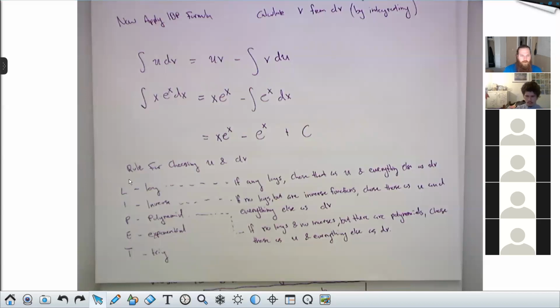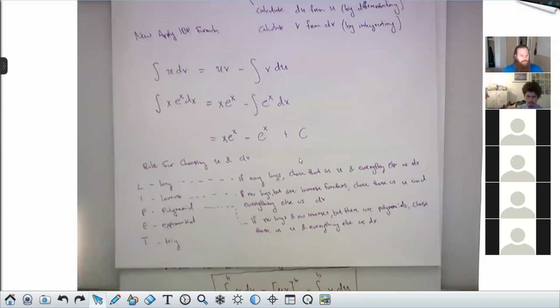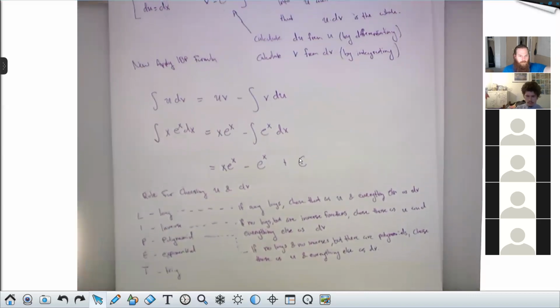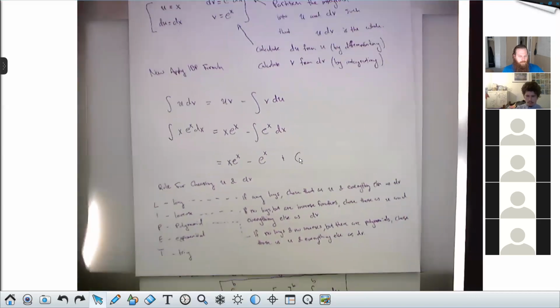But for now, we're going to get a little bit of practice with this, and I'm going to show you how to integrate some basic functions that up until now we weren't able to. Does everybody have the LIPET rule in their notes and this example nice and clear in their notes? Would anybody like more time to write things down? If not, I am going to move on.